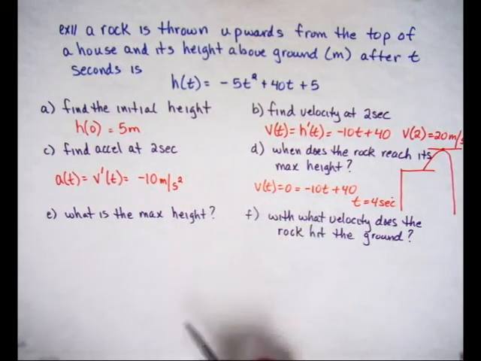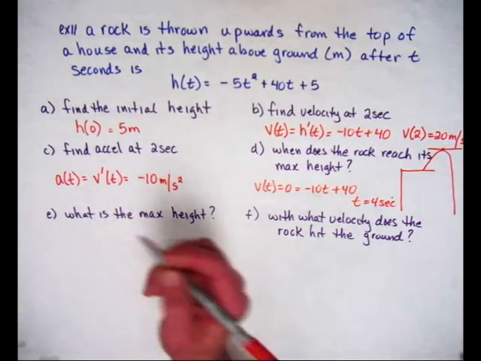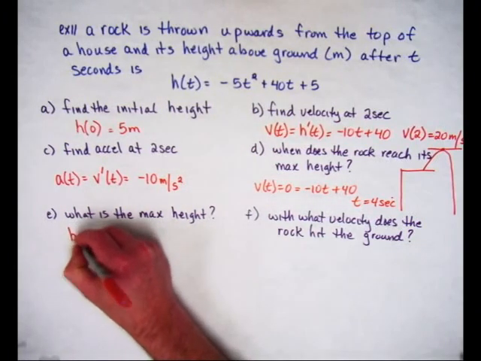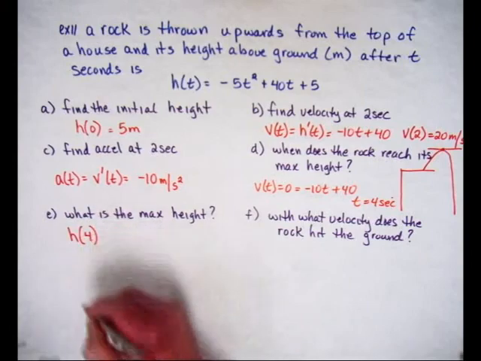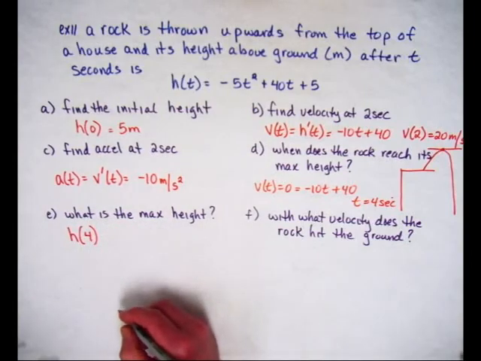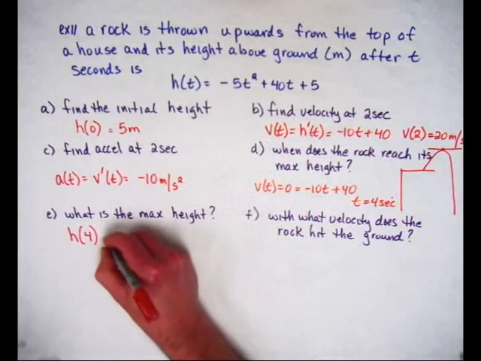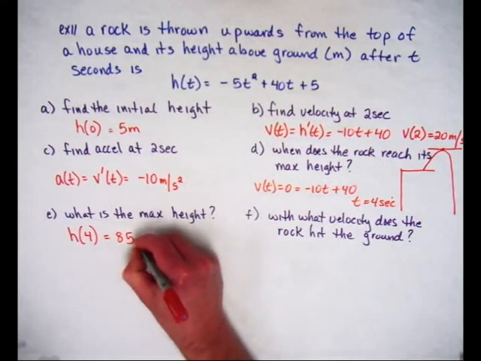We know it took the rock 4 seconds to reach its maximum height. So what is the maximum height? It would be the height at 4 seconds, h(4). And if you plug 4 into your height function, you will get the answer 85 meters.